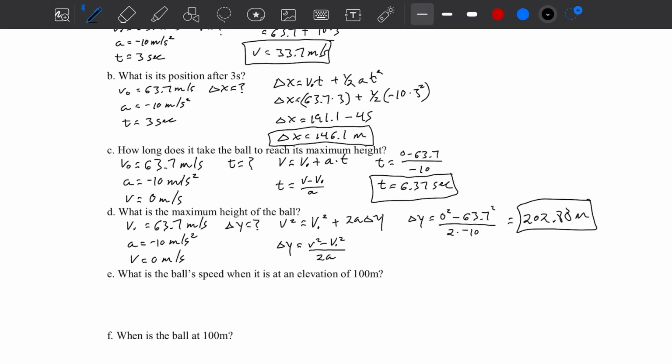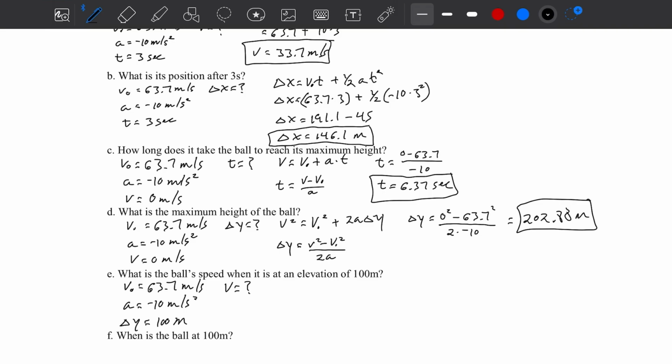What is the ball's speed when it is at an elevation of 100 meters? The initial velocity is still 63.7 meters per second. Acceleration, gravity, opposite direction, negative 10 meters per second squared. Delta y is 100 meters. And we're looking for final velocity, so v equals question mark. What formula has everything besides time? The one we just used.